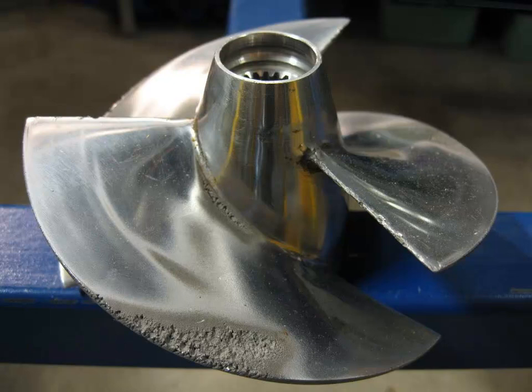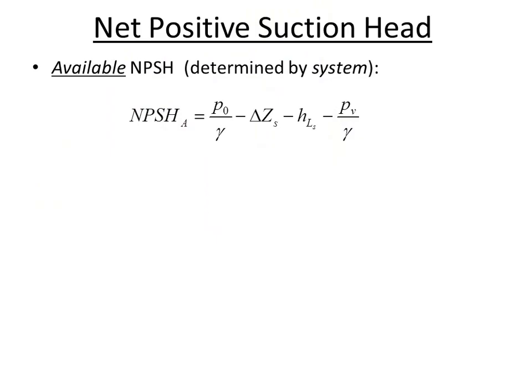Here's a close-up of an impeller that's been damaged due to cavitation. Caused pitting and flaking of the material. So we want to avoid it. And the way that we can know how close we are to this risky condition of cavitation is by calculating the available net positive suction head.